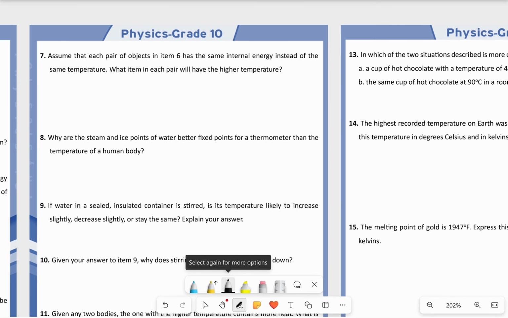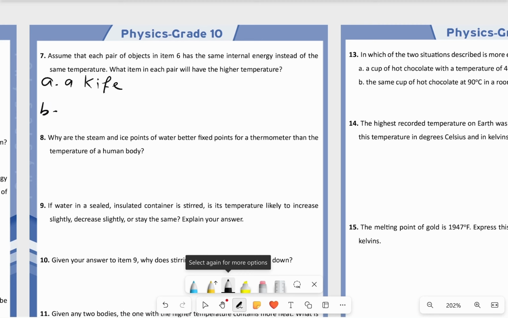We have question 7. It says, assume that each pair of objects in question 6 has the same internal energy instead of the same temperature. What item in each pair will have the higher temperature? So for A, we had a knife and a hot griddle. If they have the same internal energy this time, which one will have the higher temperature? Of course, the knife.